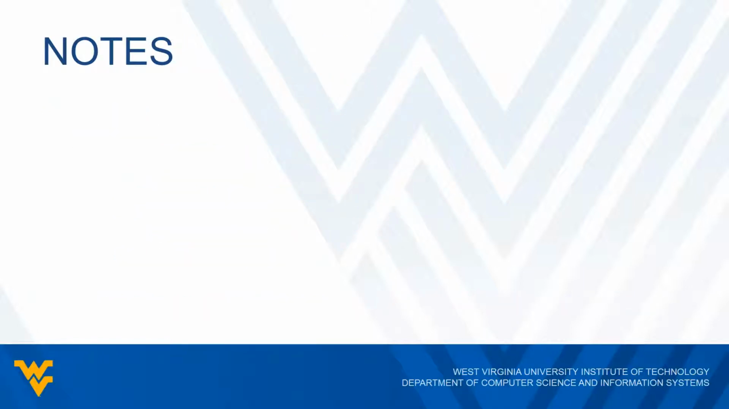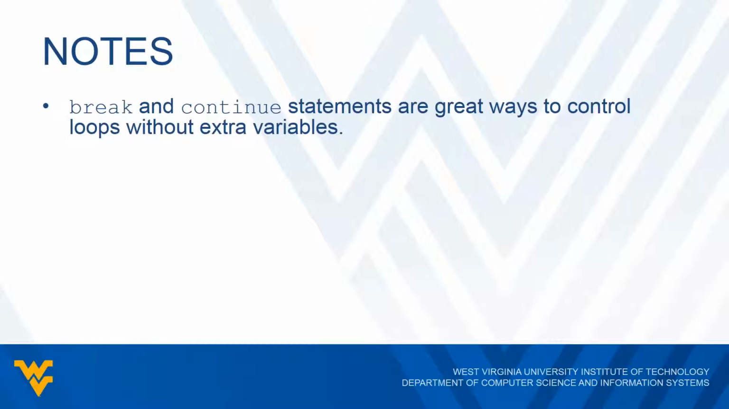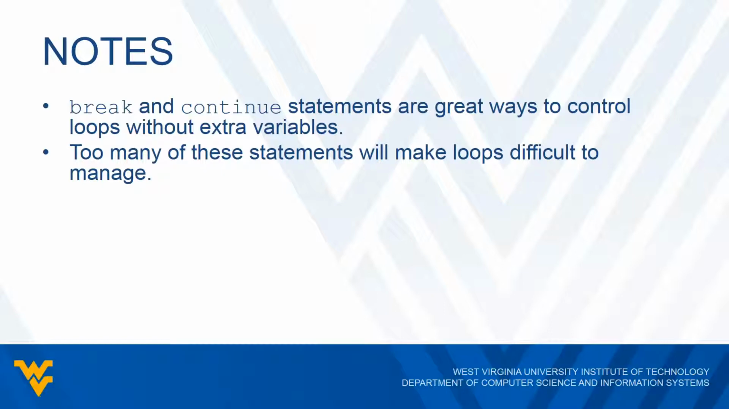A couple of notes worth mentioning about break and continue statements. They are great ways to control loops without having to add extra variables. As we saw, we can use a break or a continue instead of a Boolean variable to decide whether to get out of a loop early or not. The problem though is if we use too many of these statements, it's going to make the loops very difficult to manage and follow. So please use them sparingly. You probably only need one or two break statements for a loop if you have certain cases where you need to get out. But try not to overburden the entire loop with break statements, because then it probably defeats the purpose of even using a loop.